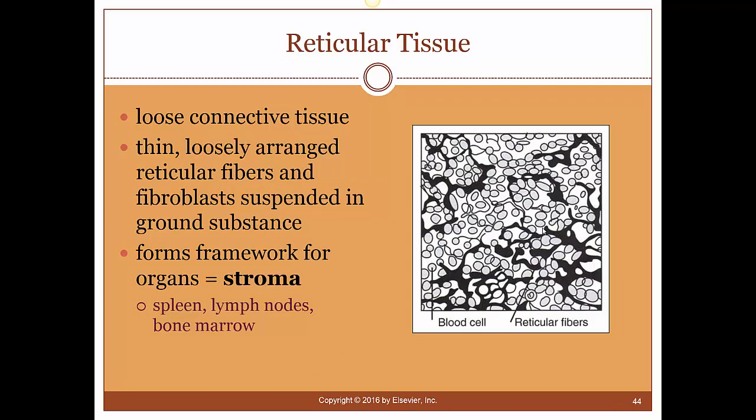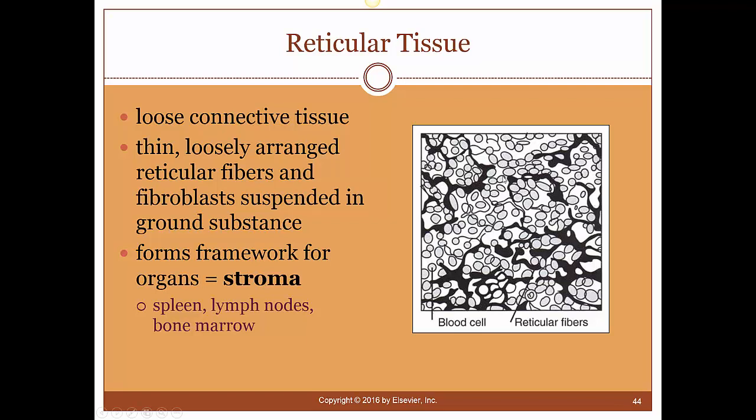Reticular connective tissue. This is a loose connective tissue. This will be found in the organs, and these are very loosely arranged reticular fibers again. A little bit denser than what areolar is like, but not nearly as dense as when we get into the dense connective tissues next. Once again, you've got fibroblasts inside of a ground substance, matrix.